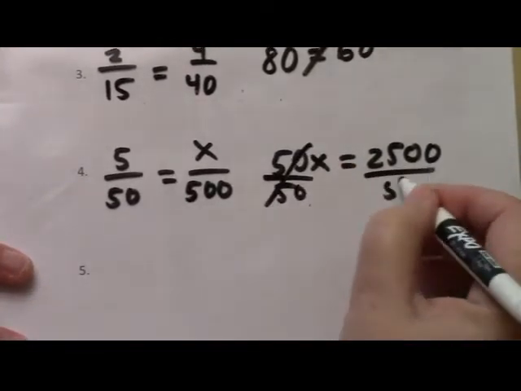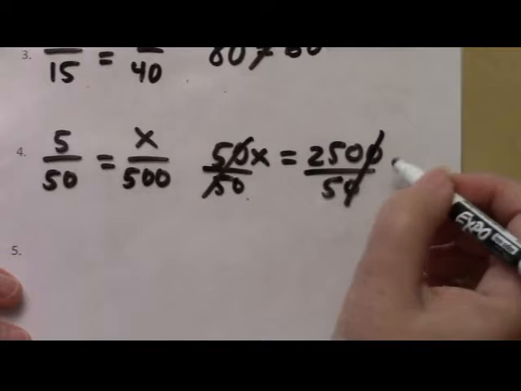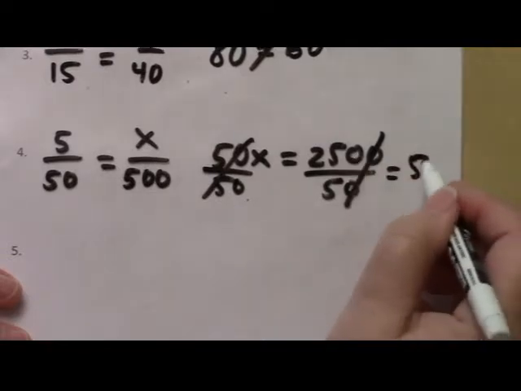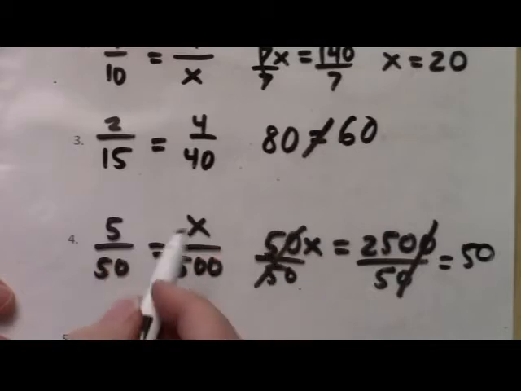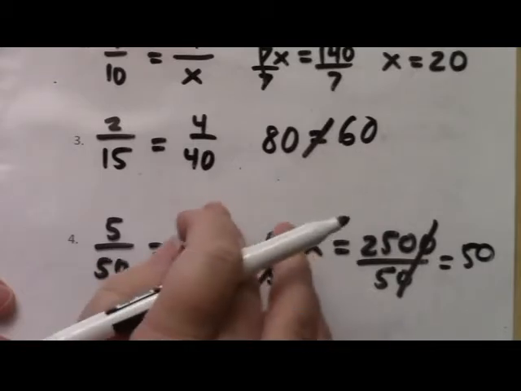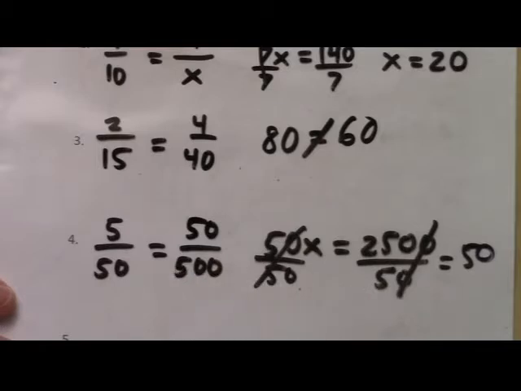Divide by 50, divide by 50, and let's take a look at how I do this. Let's cancel out those zeros. 5 goes into 25 5 times with 1 0 left, so 50. And again, what that means is 5/50 is equal to 50/500.